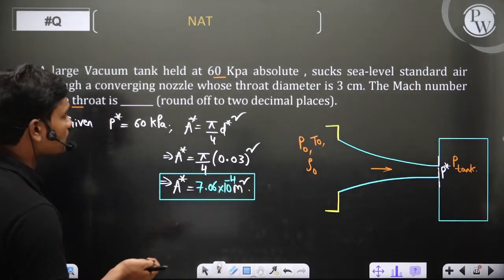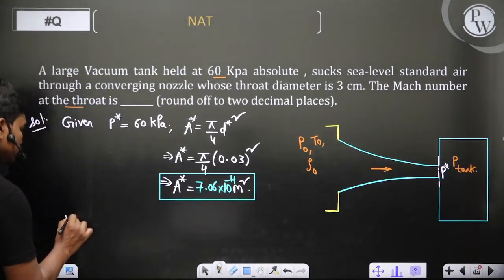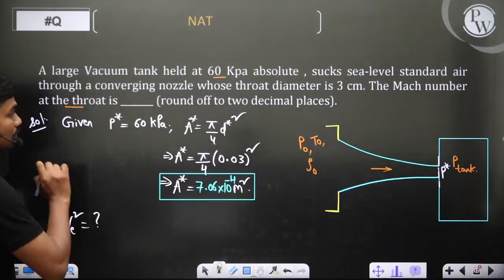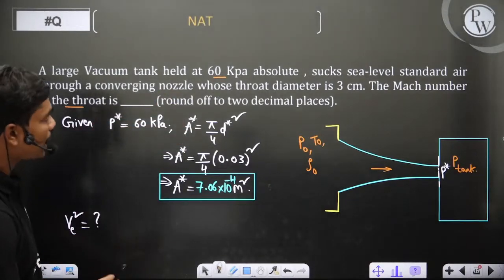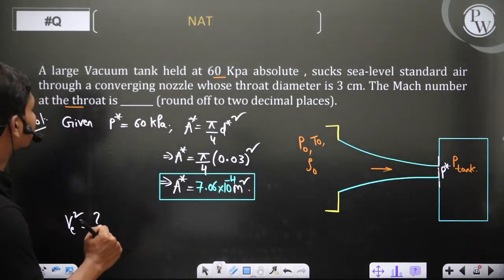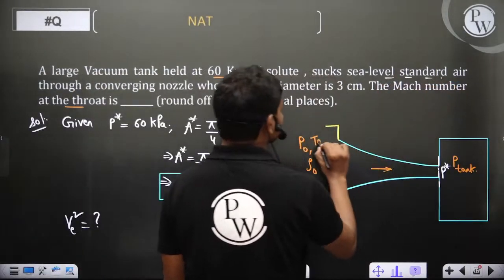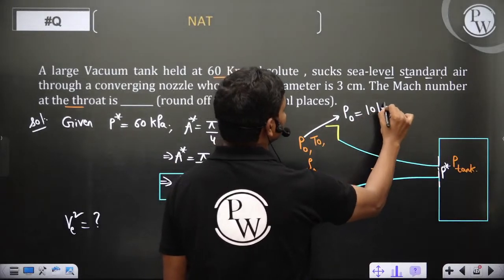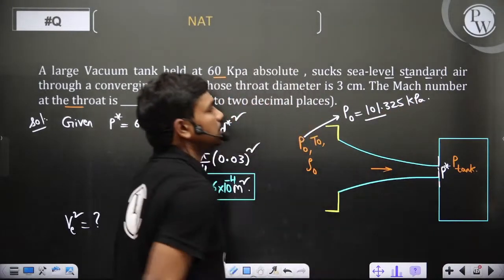So we need to calculate velocity first of all if you want to calculate the Mach number. So the velocity is actually how much? That's the condition, velocity at the exit. So what is this value? This is 60 kilopascals. Okay, so the tank condition is 60 kilopascals. This is sucking sea level standard air. So at sea level, this P0 at static condition is normally 101.325 kilopascals. This is P0 actually in this case.